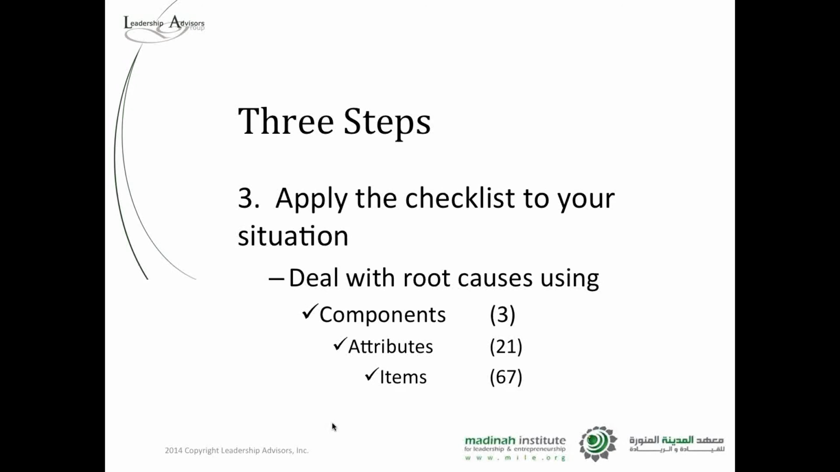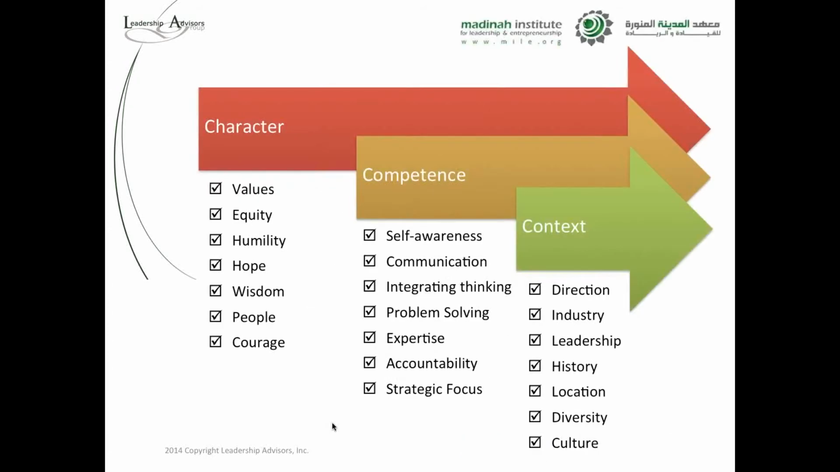There's character, competence, and context. Underneath each of those components, we've identified 7 attributes that go with each. So you have 21 different attributes, and I'll walk through those briefly here in just a moment or two. And then within those attributes, we've identified 67 checklist items that you should consider as you apply the checklist to your particular situation. So let's take a look at those components, attributes, and those items.